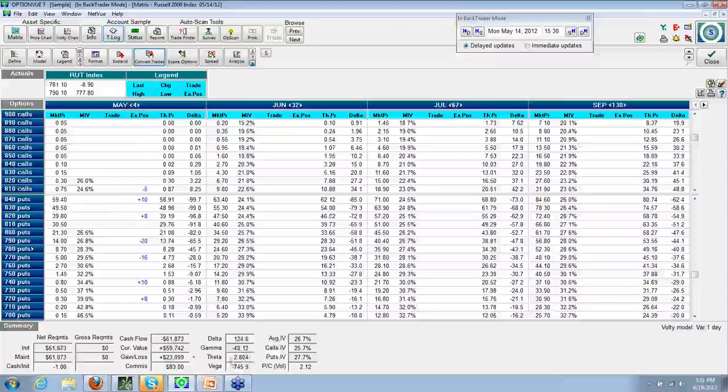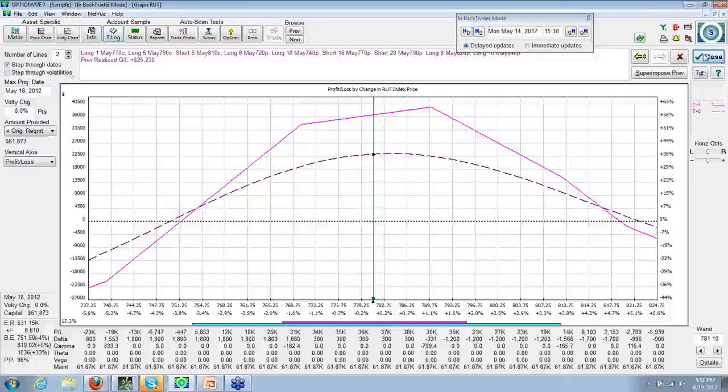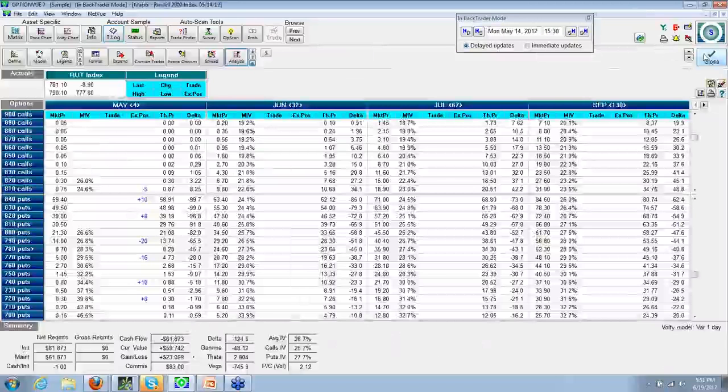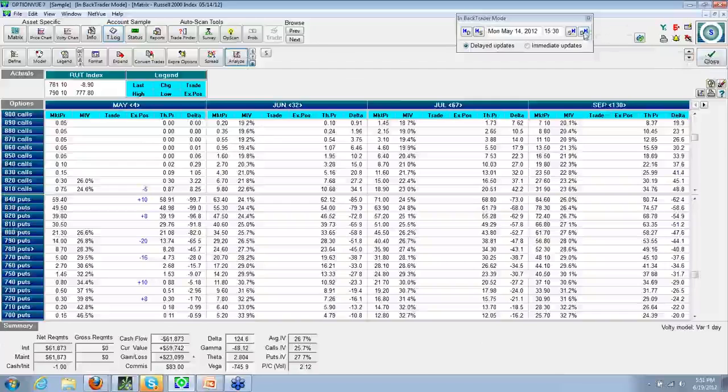Again, our Greeks are really good. Look how high our theta is, and our gamma is not all that bad, right? It's reasonably under control. So let's go another day.